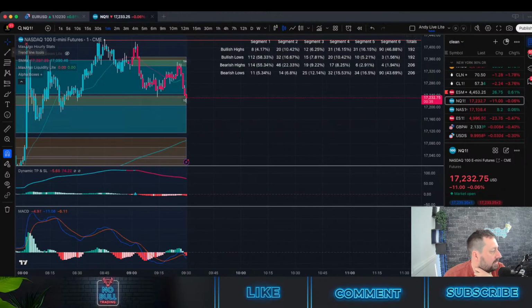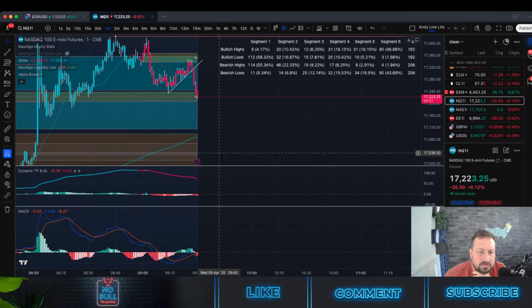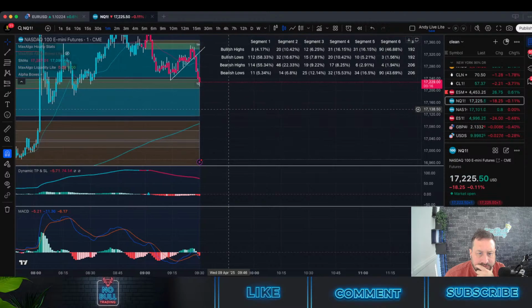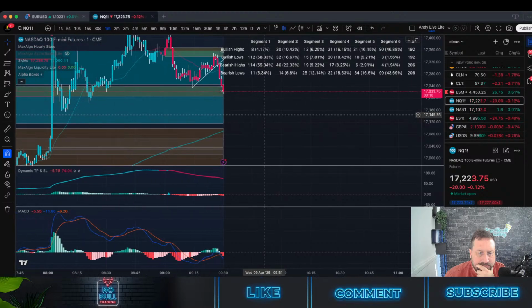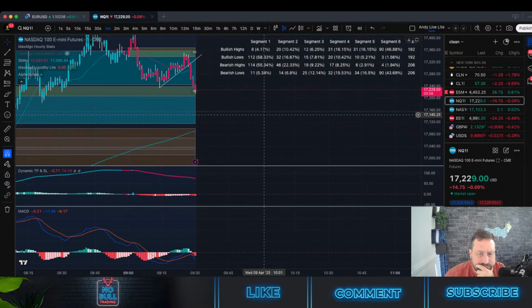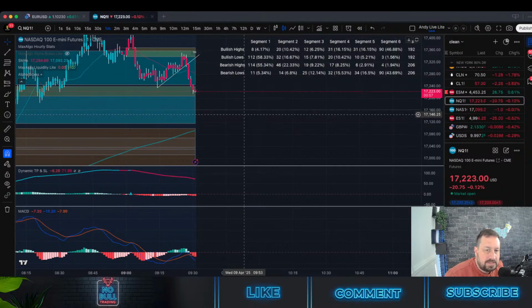So that's perfect. Remember we talk about when we come under and we get that correction. I mean, that's perfect, right? Tap back into resistance and drop. Let's see how the daily holds up.